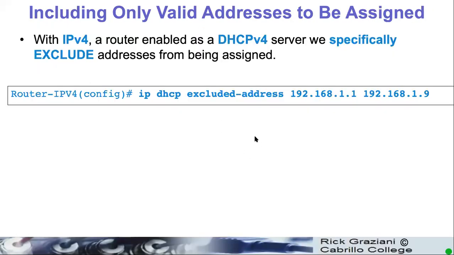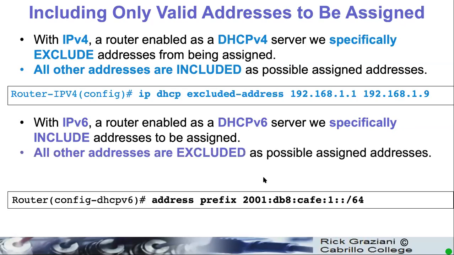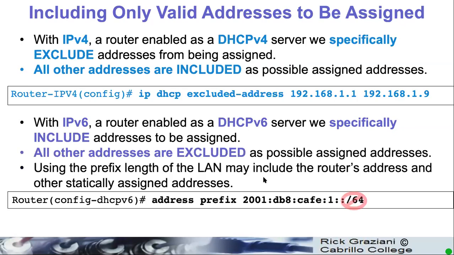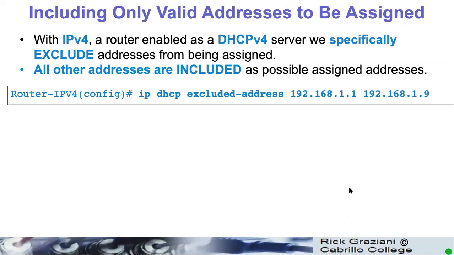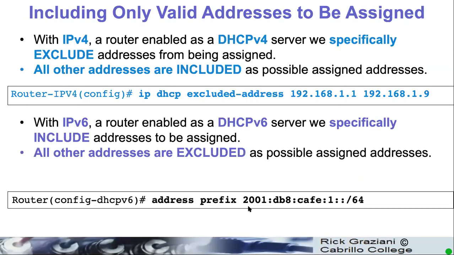Now in IPv4, when we set up a DHCPv4 server on a router, we'd say which addresses we want to exclude. In IPv6, we don't do that. We actually say everything is included by default. So you notice here, back up here, I used /80 instead of /64. So this is the prefix devices will be getting. Now I could have left this as a /64.